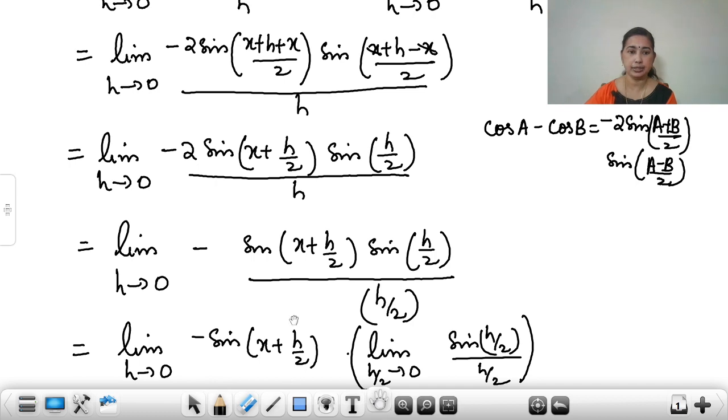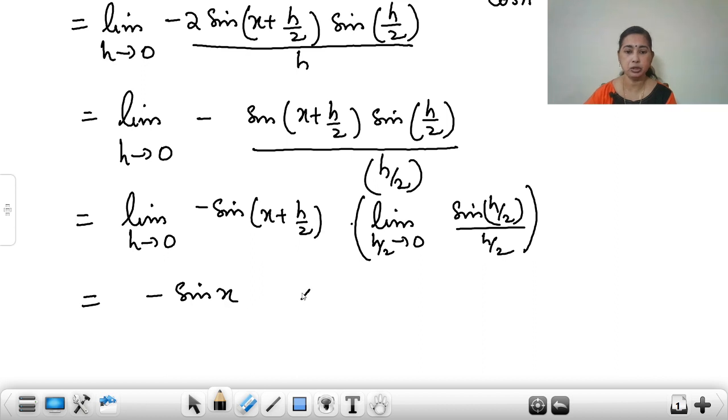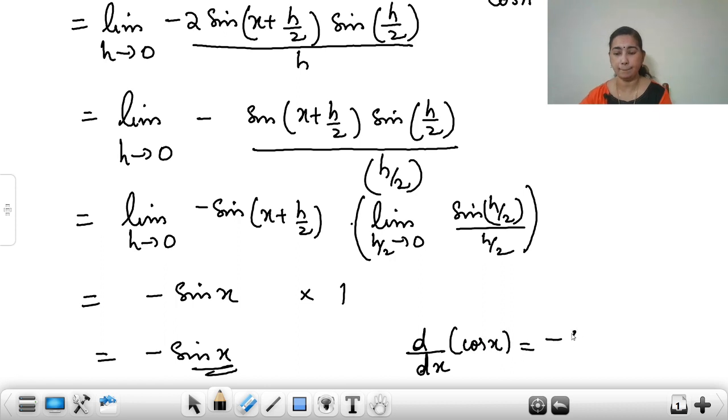So in the next step, we can write it as minus sin x into 1. This part is 1, and here giving h tends to 0, here only minus sin x, and the answer is minus sin x. That means the derivative of cos x is equal to minus sin x.